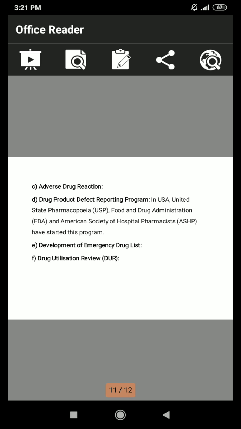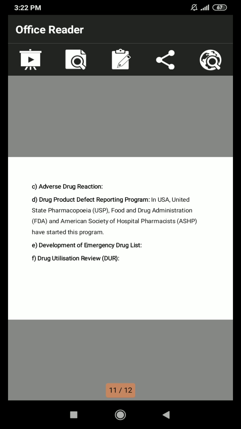Then last is drug utilization review, that is DUR. In that, drug utilization review is defined as an authorized, structured, and continuing program that reviews, analyzes, and interprets patterns of drug use in a given healthcare delivery system against predetermined standards. It is necessary to review the drug therapy to identify its deficiencies and develop strategies to correct them. This can be achieved by drug utilization review. Okay, this is the drug utilization review, that is DUR.